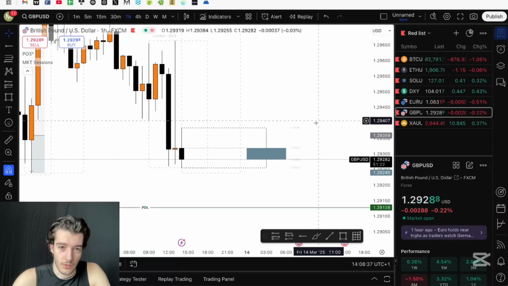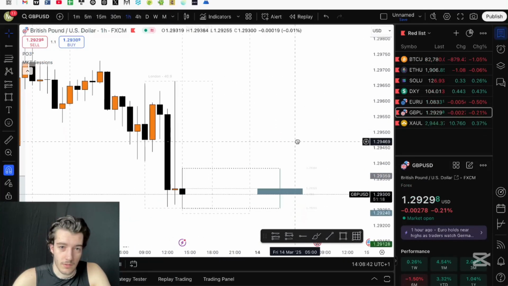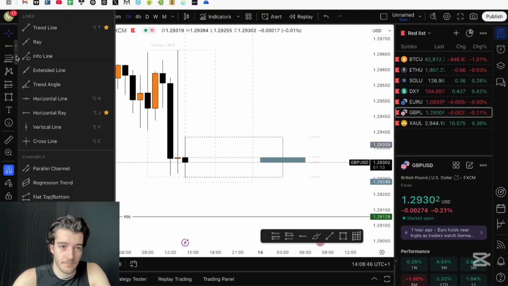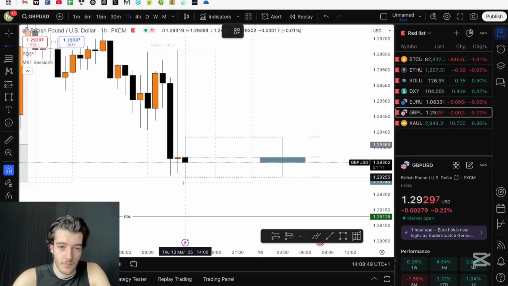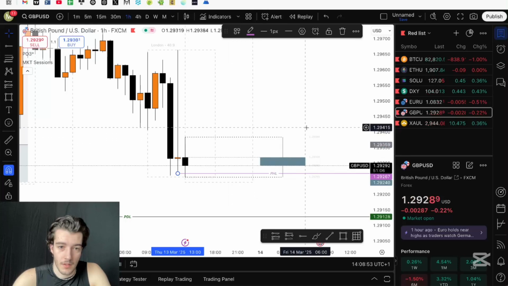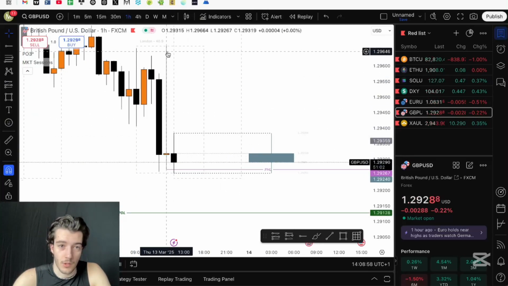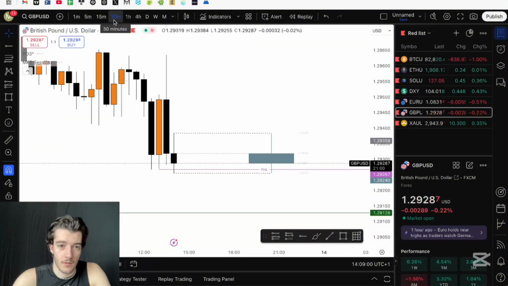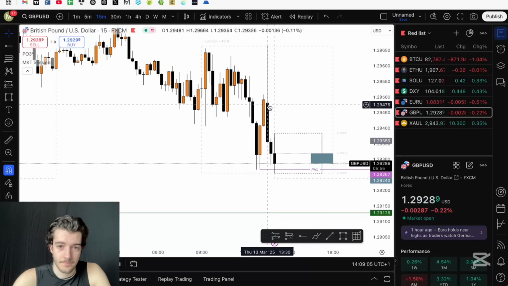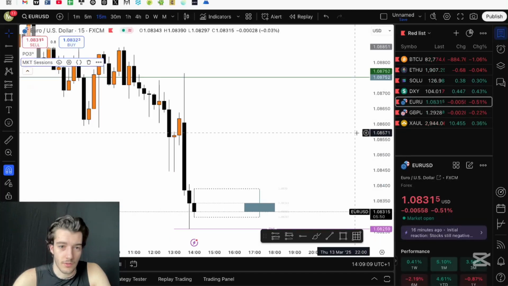On GU we already swept that low. Wow, look at this volatility here, it's crazy. So this is previous hour low here that we swept already. But wow, look at this candle here at 1. That's not ideal. The euro did not look like that.